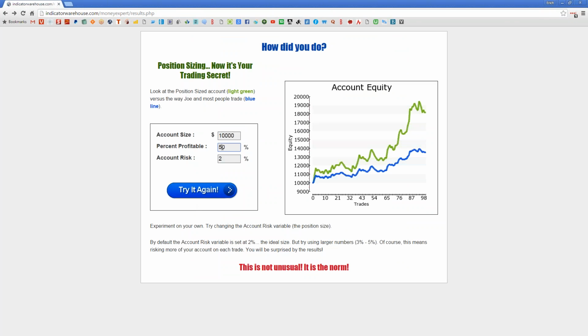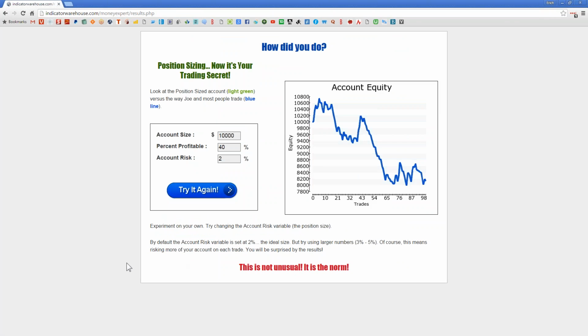Now, here's the thing I like to do. What if we dialed this down? What if we only had a 40% win ratio? We're actually losing more than we win. Okay, well, here we're no better or worse off. Joe starts, our lines are overlapped. So Joe starts with 10,000. Looks like we're all finishing with about just a little more than $8,000.